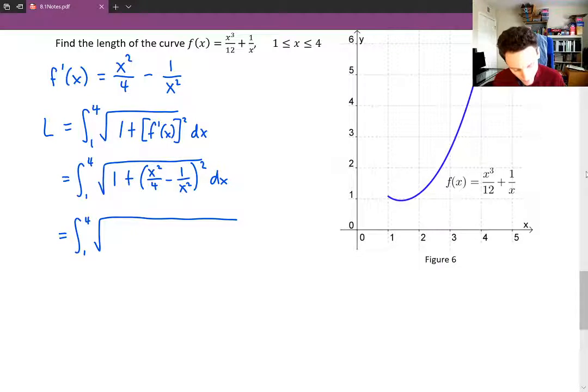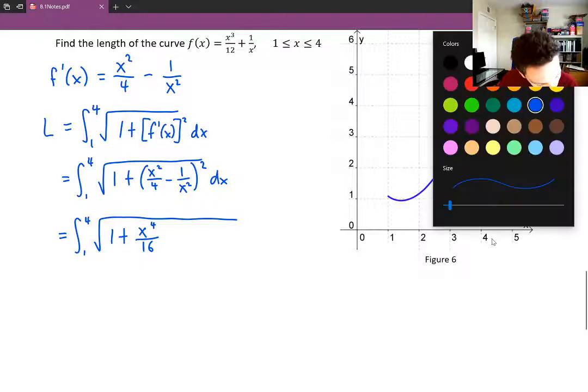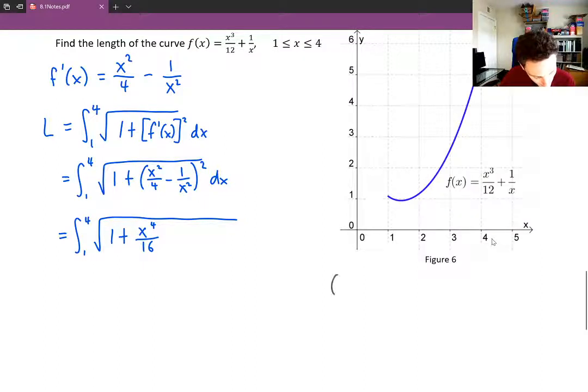We have the integral from 1 to 4 of 1 plus, if we expand that out, the square of the x squared over 4 gives x to the fourth over 16. Now the middle term: remember when you expand a plus b squared, it's a squared plus 2ab plus b squared, right? When you expand a binomial squared like that, the middle term is 2ab.